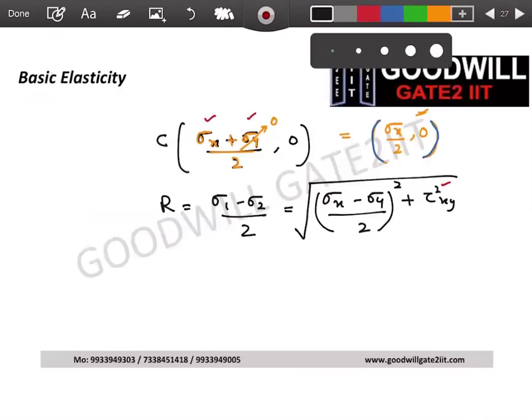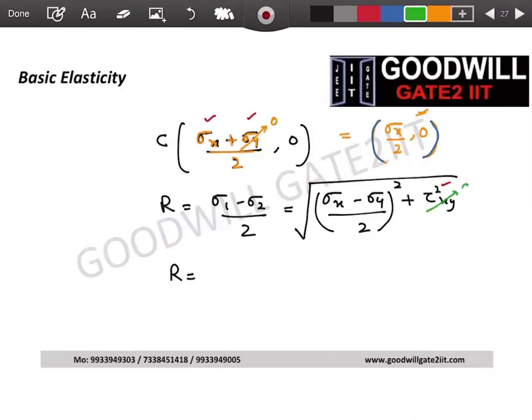To make our option clear, when you substitute the values for the radius of the Mohr circle, you see tau xy is not present, sigma y is not present. So you only have the radius of the Mohr circle as sigma x by 2. Now your center is this, your radius is this.